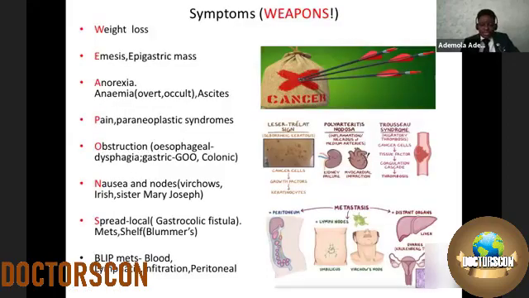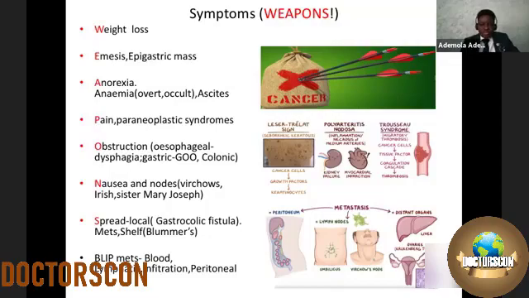Now, again, because we have a mixed audience, and there may be students here, I teach my students the mnemonic WEAPONS to determine the symptoms of gastric cancer: weight loss, masses, anorexia, pain, paraneoplastic syndromes, evidence of obstruction, either dysphagia for esophageal obstruction, gastric outlet obstruction, or colonic obstruction. And then we have nodes, these famous Virchow's nodes, Irish nodes, and Sister Mary Joseph nodes.